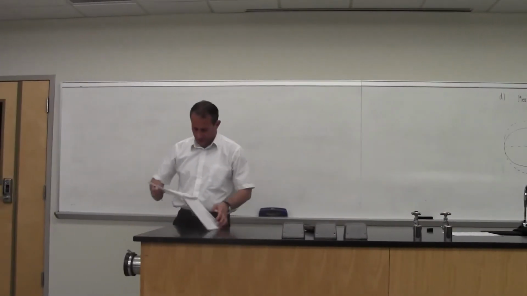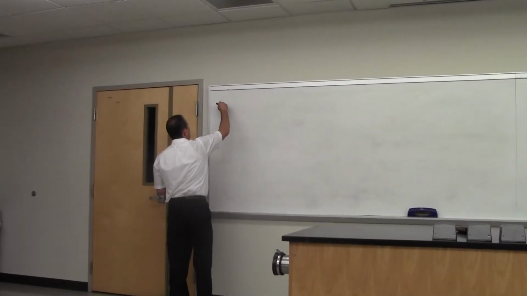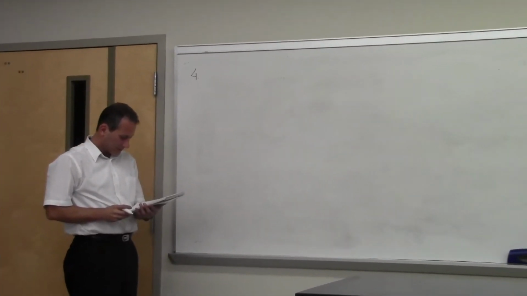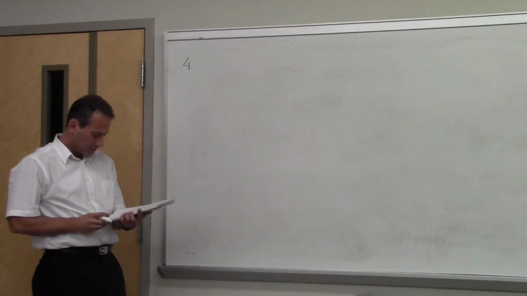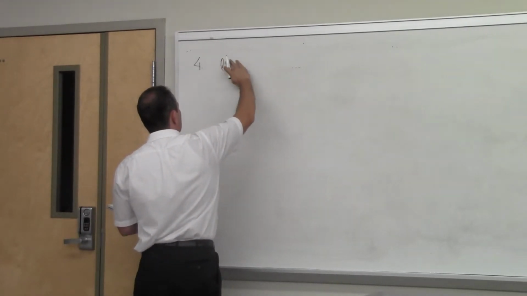So this is problem number 4. The authors of the book are from Virginia Tech. So it says Virginia Tech Earth Station is located at L Earth.